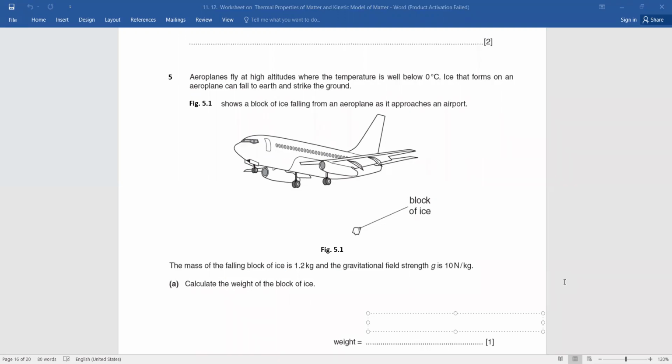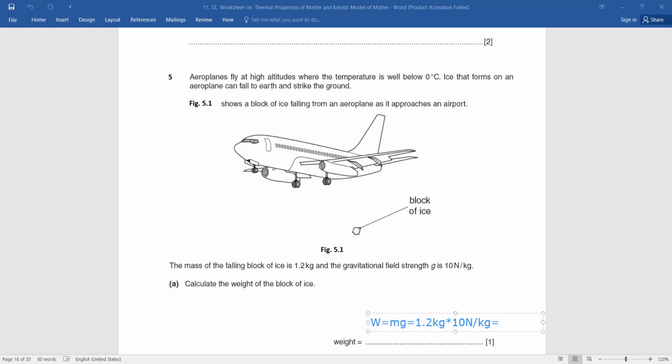What is the formula of weight? Can you write the formula? I'm writing here. W equals mg. M for mass, right? What is the mass? The mass is 1.2 kg. Then we have gravitational field strength, right? Given g, 10 Newton per kg. We did it in class 8, right? Yes, sir. Then kg cancels.